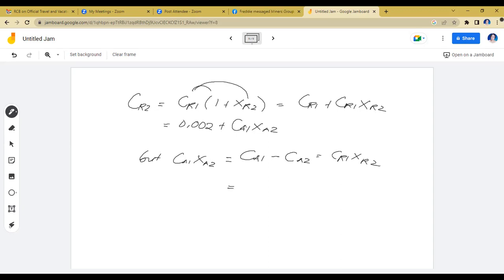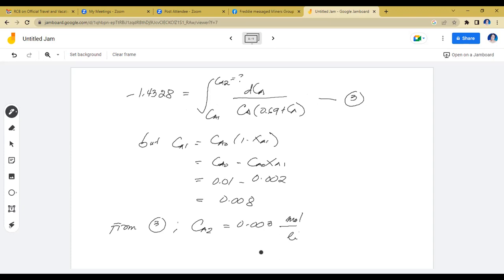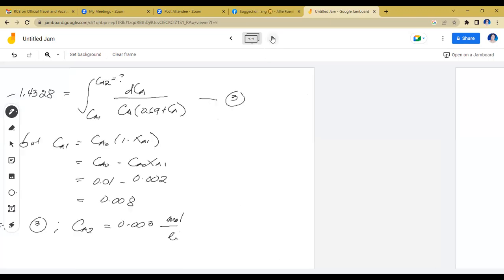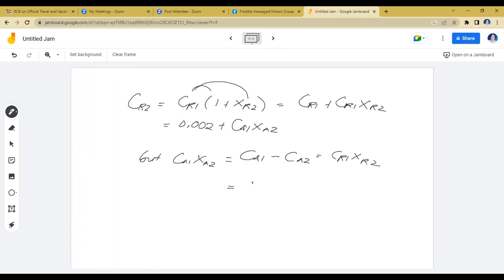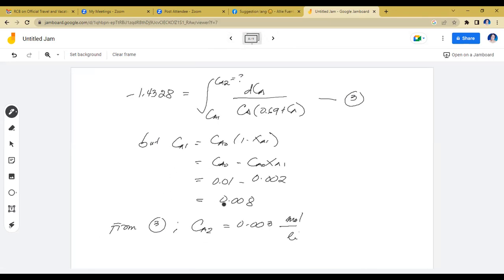We know the value of our CA1 is here, 0.008. So you will have here 0.008. The CA2 we got from the integral we processed here, 0.003. From in here, substitute the CA1 and the CA2. So this is where your method of partial fractions will be used, because you cannot process this in your calculator unless you do a trial and error.